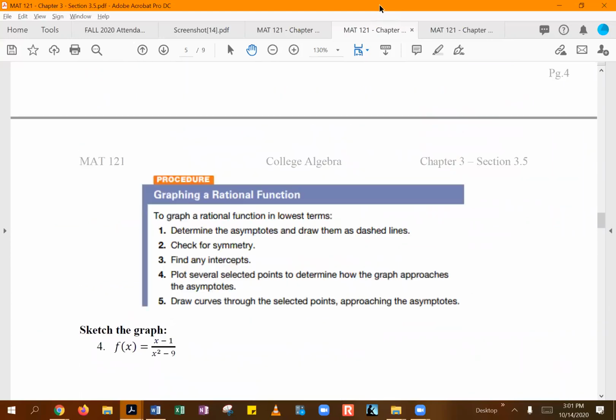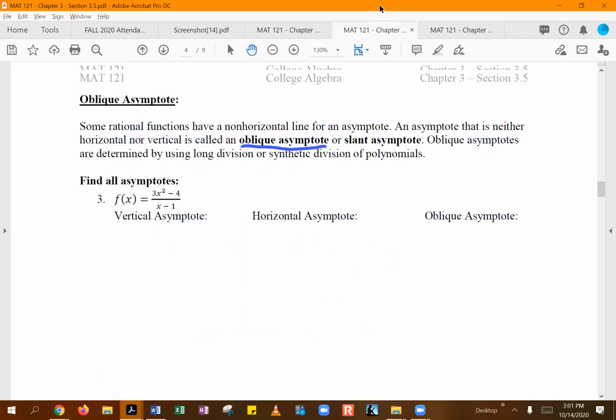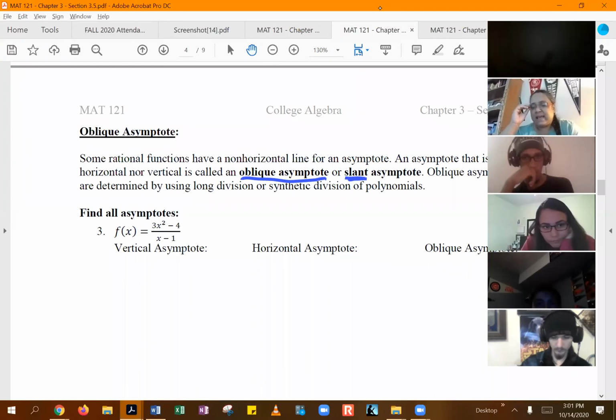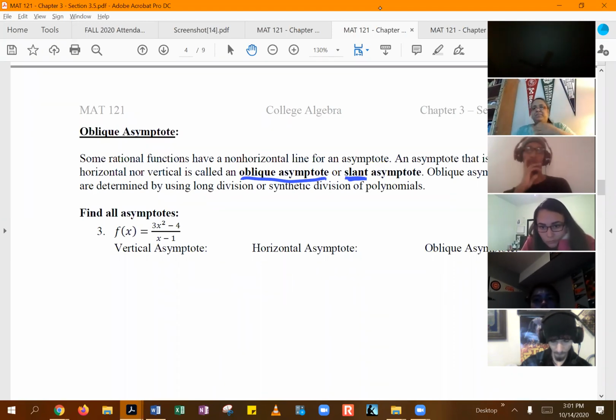I don't know if I actually have a graph for an oblique asymptote here. I'll show it to you in your homework, but an oblique asymptote is basically the same thing as a slant asymptote. So we know horizontal lines will have a 0 slope. When we're talking about oblique asymptotes, we're basically saying those lines will have either a positive slope or a negative slope. So they will be a slanted line instead of just being horizontal.